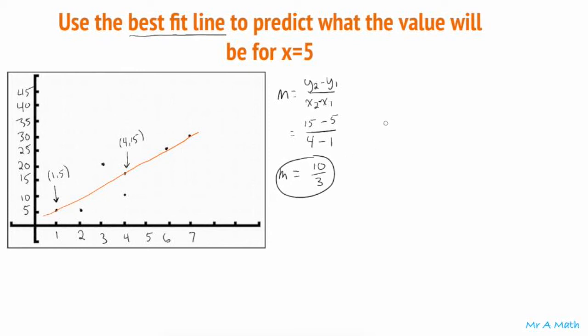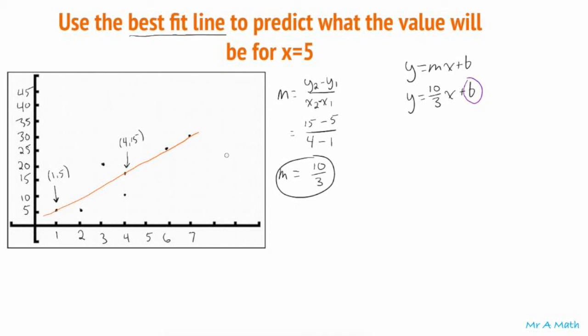Well, this is fine, but this doesn't help me predict yet until I have an equation. So I have y equals mx plus b, and I know that 10 over 3 is my slope. So it's y equals 10 over 3 x plus b. Well, I need to solve for b though. I need to figure out what this is before I can make my prediction.